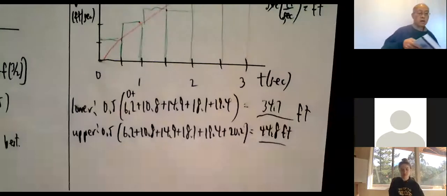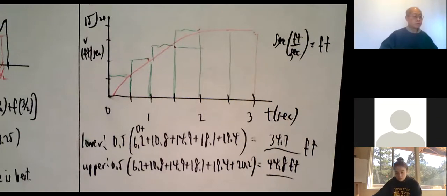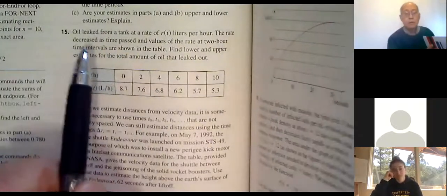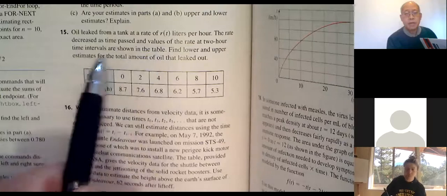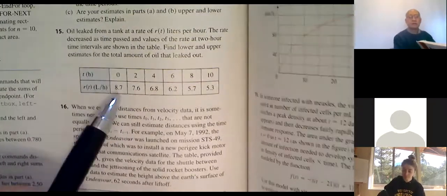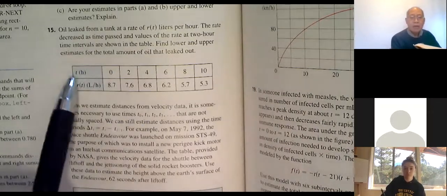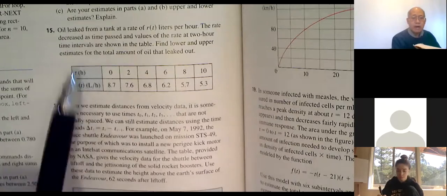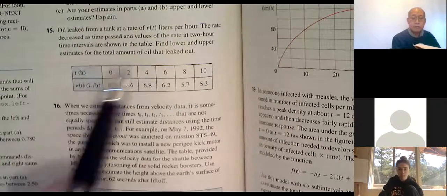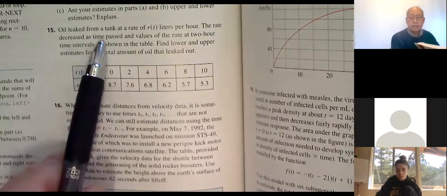All right, okay, I hope that was enough time. Again, you can always check the video on what I'm doing. But for 15, it's very similar. I wasn't going to do it, but oil leaks from a tank at a rate of blah, blah, blah, decreasing as time passed, find upper and lower estimates. Exactly the same thing, only this time it's decreasing, right? And think about the units, hours times liters per hour. If you multiply hours times liters per hour, hours cancel out, you have liters.